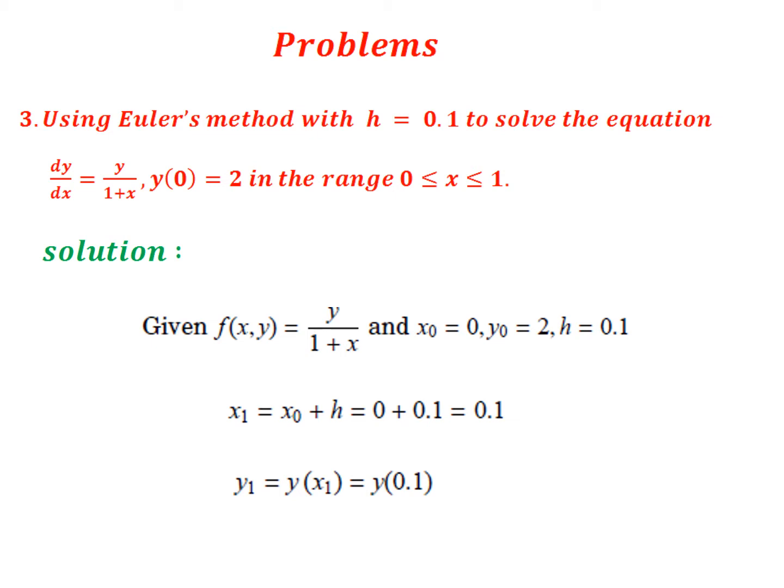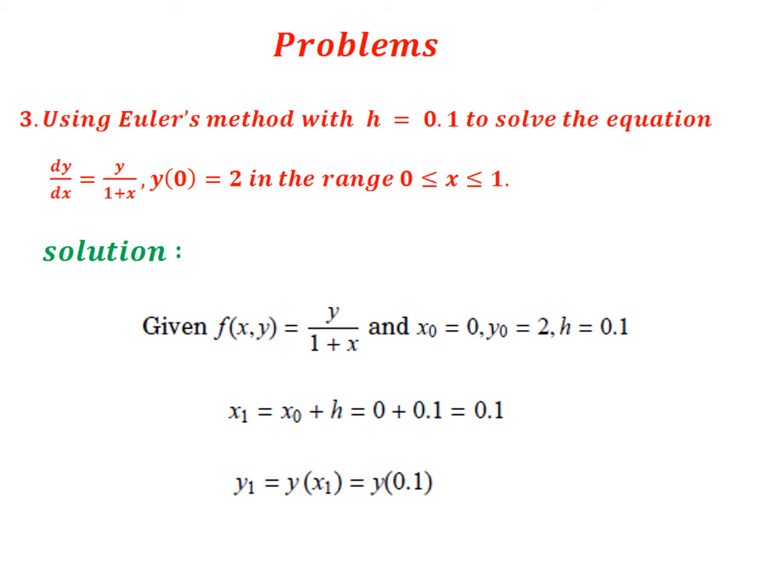So we must take x naught is equal to 0 and y naught is equal to 2 and h is equal to 0.1. F of x comma y, the function of x comma y, is y by 1 plus x. We may also take this as y dash, and f of x comma y and dy by dx, all those things are the same.